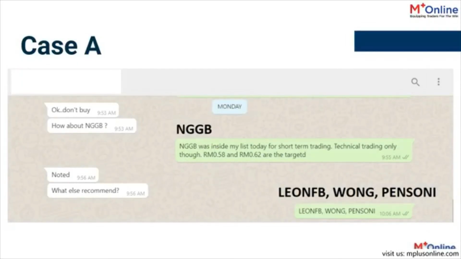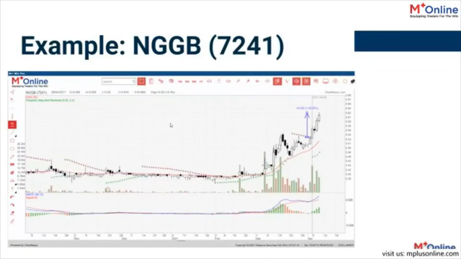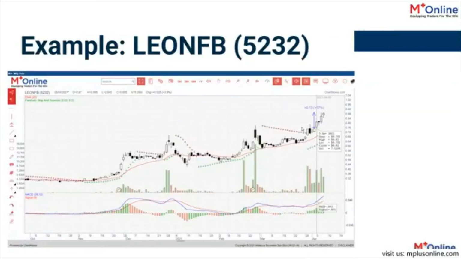Okay, I was sharing with some of my clients that NGGB is inside my list for short-term trading, and besides that, we also have LIONIND, FB, WONG, PENSONI. If we look at NGGB, you can see very clearly it is a Parabolic SAR break that day, and from Monday until today, NGGB is up almost more than 15%. For LIONIND, we had a Parabolic SAR break earlier, and on Monday again is a consolidation breakout for continuation of the upward trend. So the price continued to move higher from Monday onwards.